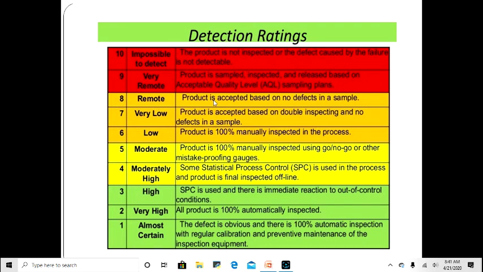Okay, still you are not able to identify the problem here again. That is if the product is accepted. So it is 8, right? Product is 100% manually inspected using go, no go, or other mistake proof gauges.